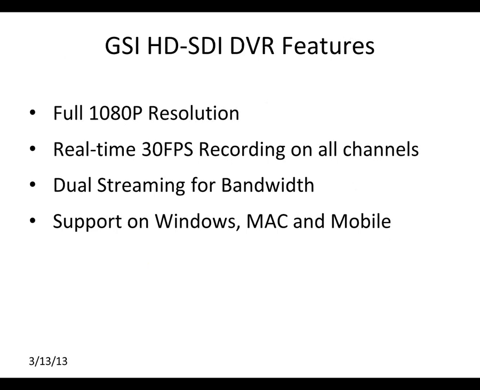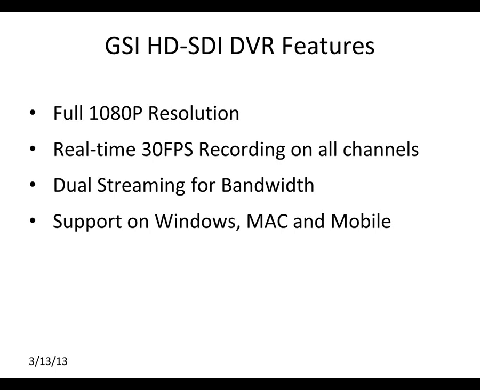Some of the HD-SDI DVR features is that it will record as a full 1080p, 1920 by 1080 high-def resolution picture. It provides real-time 30 frames per second recording on all channels, unlike some of the other HD DVRs on the market, which only give you like 3 to 7 frames per second. Our DVRs will give you a full 30 frames per second on all channels.